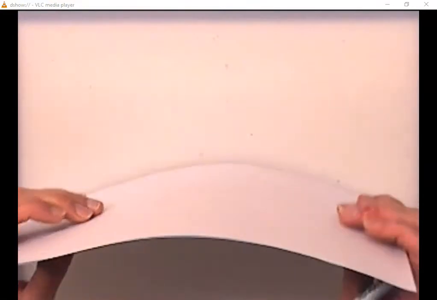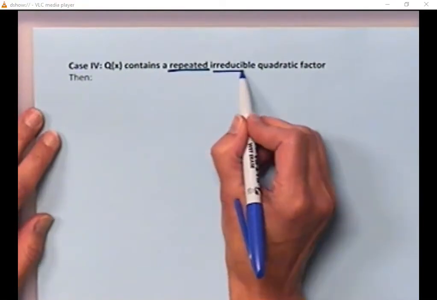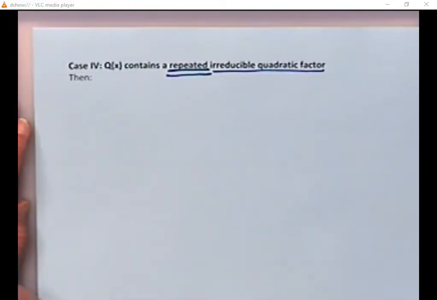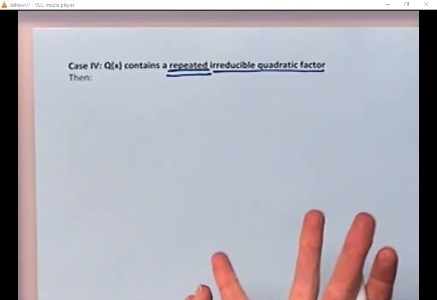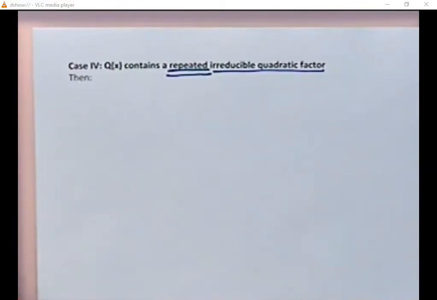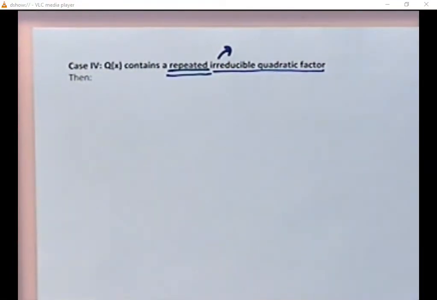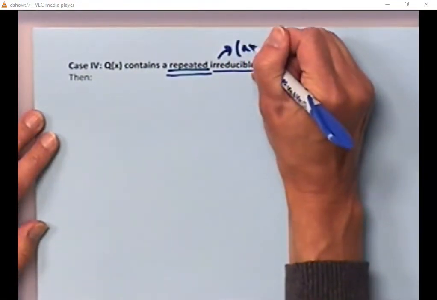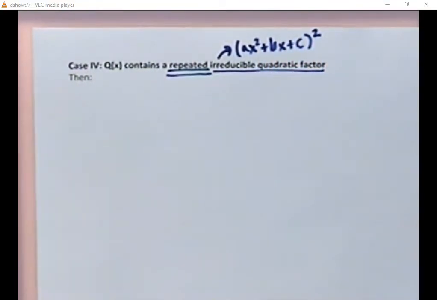What if we still have an irreducible quadratic factor, but it's repeated now? So repeated irreducible quadratic factor. Remember what happened when you had the repeated linear factor? You had to set up a fraction for both powers, right? When it was to the second power, you had to set up a fraction for the first power and the second power. It works the same way when it's quadratic. So they will need to have a fraction for all the powers. So this might look something like this. If you're looking for what this looks like, you might have this quadratic factor squared so that it's repeated is what that would look like.